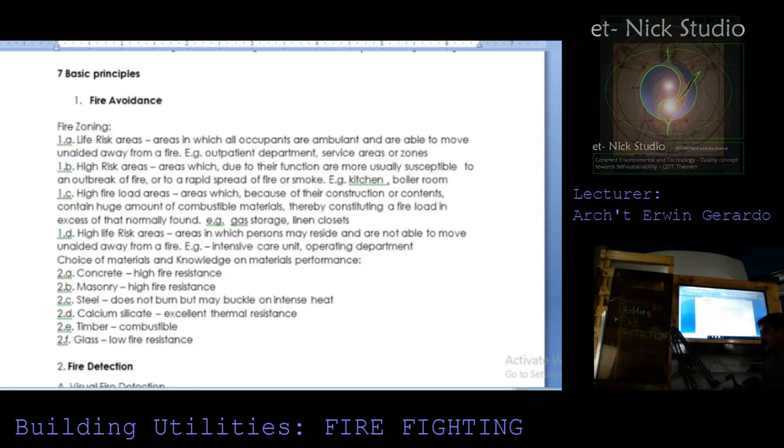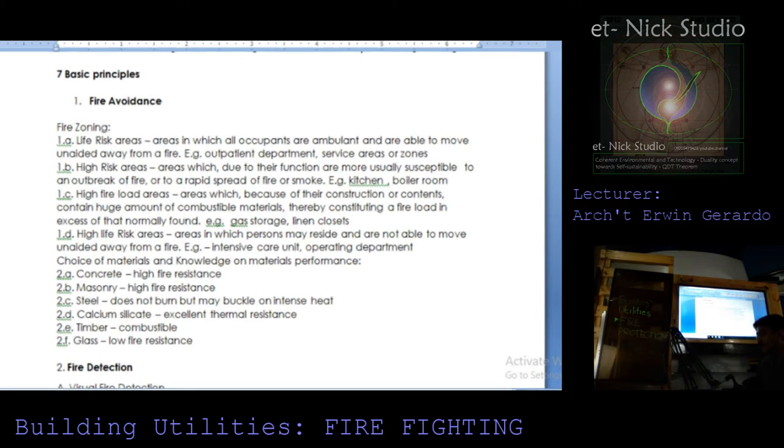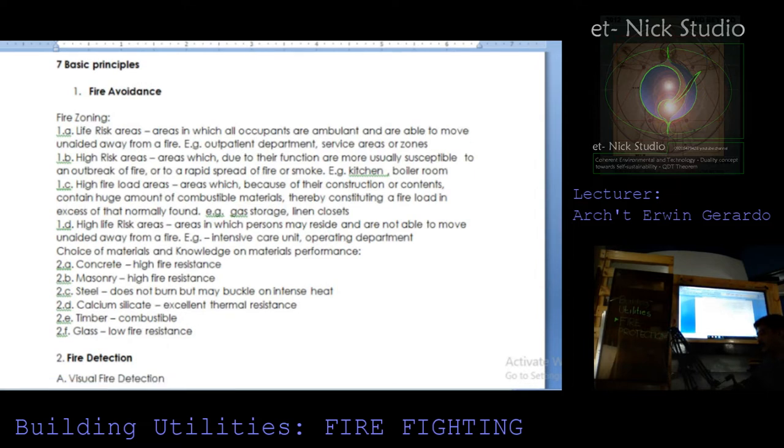Choice of materials and knowledge of materials is highly important. Concrete has high fire resistance. Masonry, high fire resistance. Steel does not burn but may buckle on intense heat. Calcium silicate, excellent thermal resistance. Timber is a combustible material. Glass has low fire resistance.